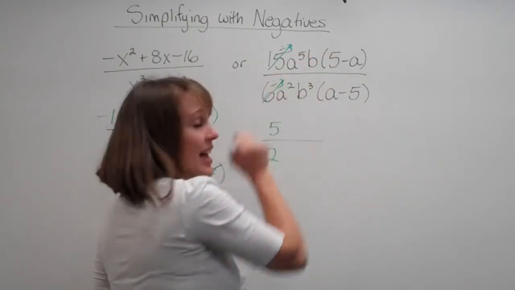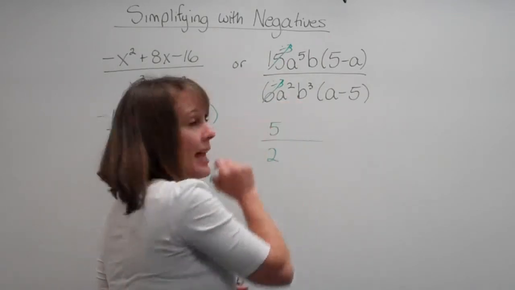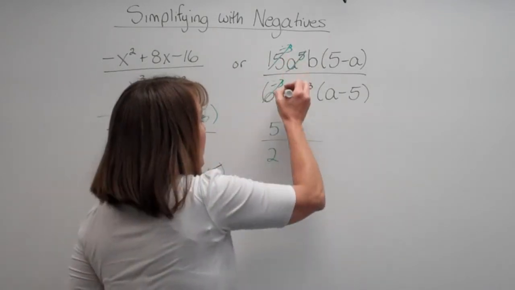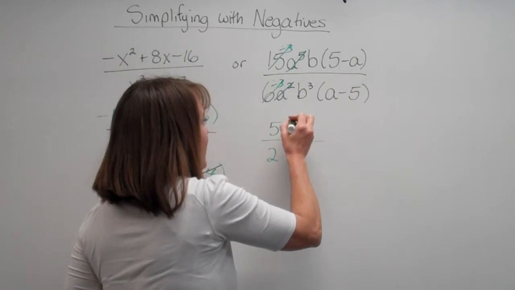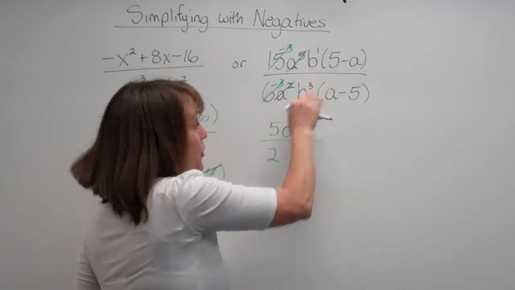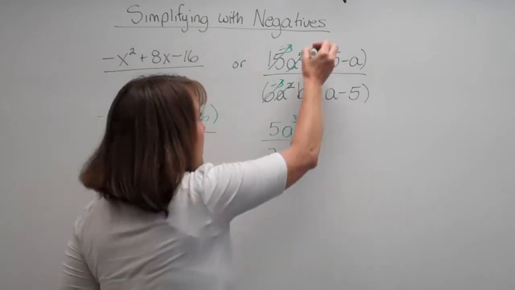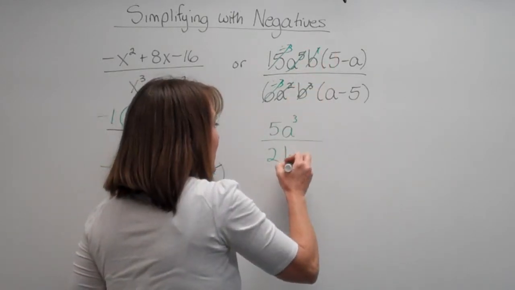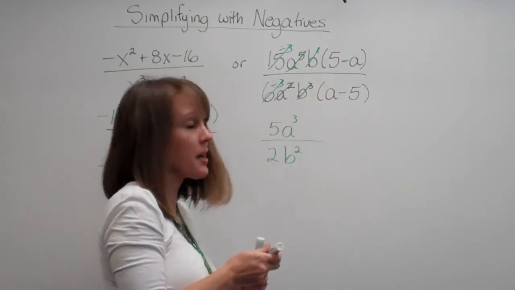We have 5 a's on the top, 2 a's on the bottom. We cross them all out and we're left with 3 a's on the top. 1 b on the top, 3 b's on the bottom. We cancel them all out. We're left with 2 b's, or a b squared on the bottom.